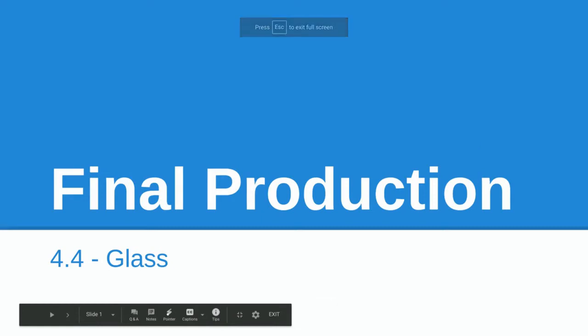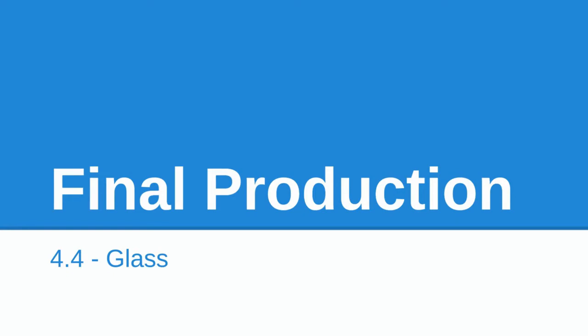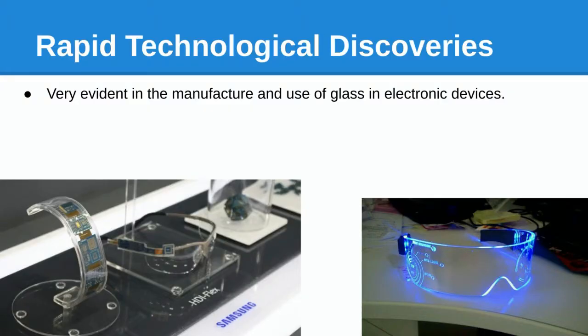All right, topic 4, lesson 4 on glass. Rapid technological discoveries have been very evident in the manufacture and use of glass in electronic devices. Back in the day, glass was glass, and it was very brittle, it was cheap, but it was easy to break. Now, we've got all kinds of crazy high tech glass with electronics built into it, and it's super cool.